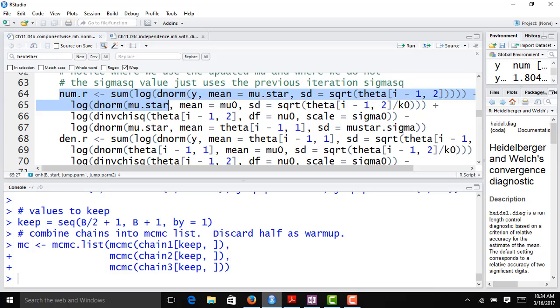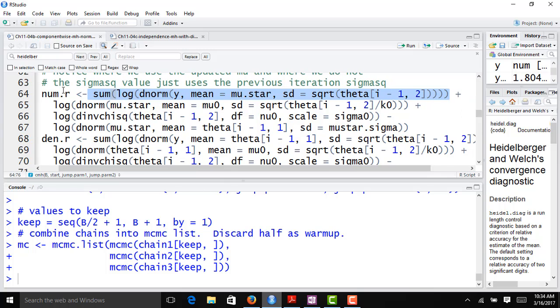You can see I'm just looking at the log numerator part of my acceptance ratio here. And so I have the sum of the log of those marginal densities. Notice that the mean is mu star, the most current value, the value of mu that I just sampled from my jump distribution. And then my scale parameter, my standard deviation, is sigma squared of I minus 1, so the value of sigma squared that I chose in the previous iteration of my chain. I take the square root because that's how R parameterizes the normal distribution. So this is the data distribution part.